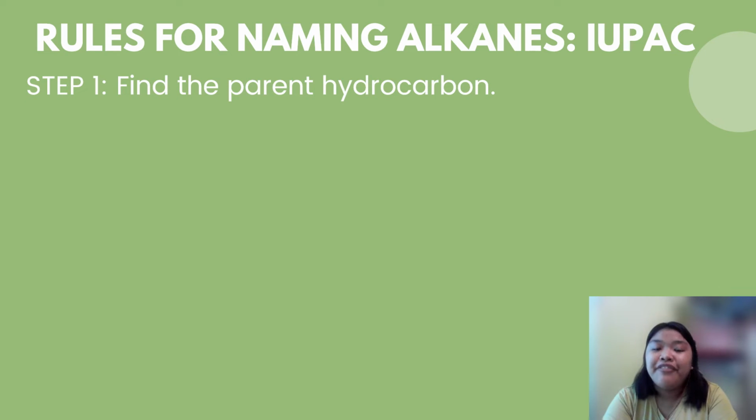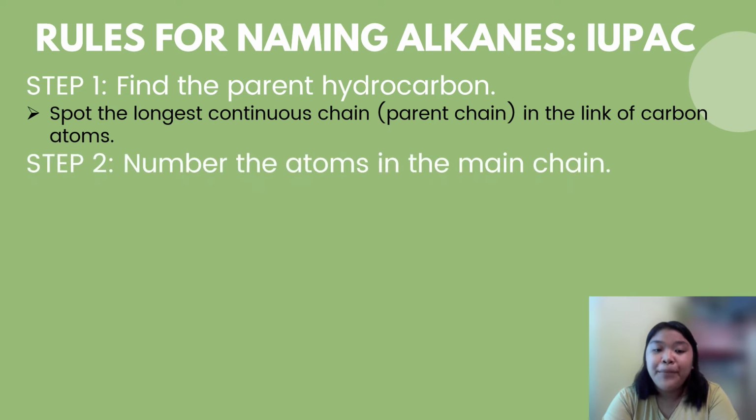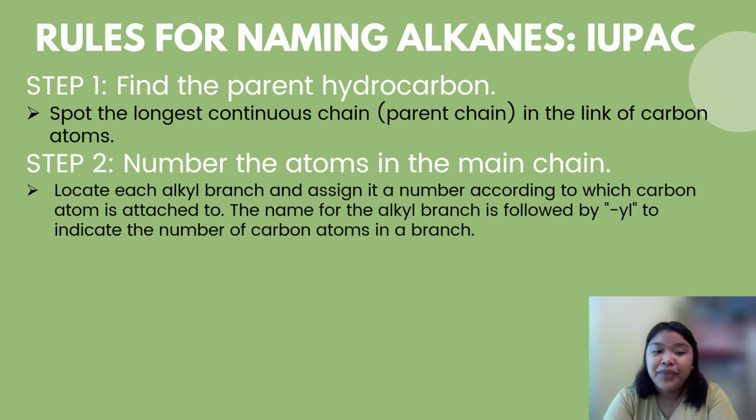Step 1. Find the parent hydrocarbon. Find the longest continuous carbon chain in the molecule and use the name of that chain as the parent name. If two chains of equal length are present, choose the one with the larger number of branch points as the parent.